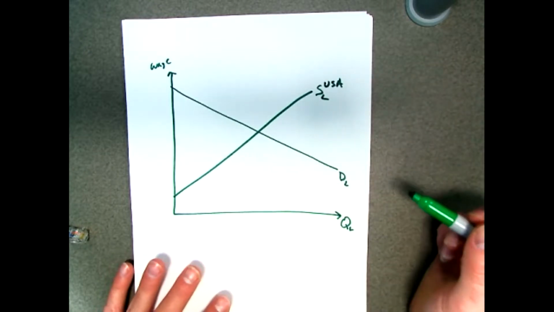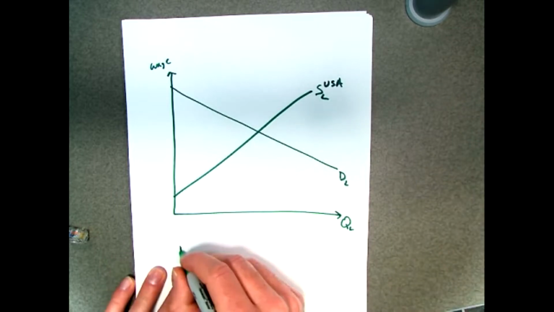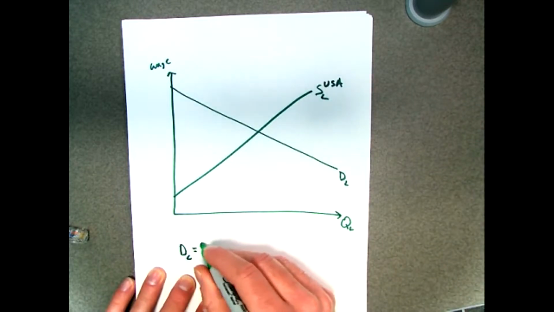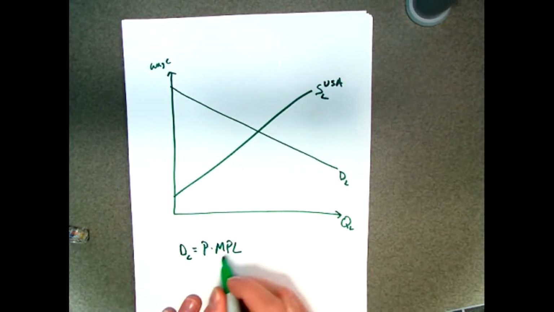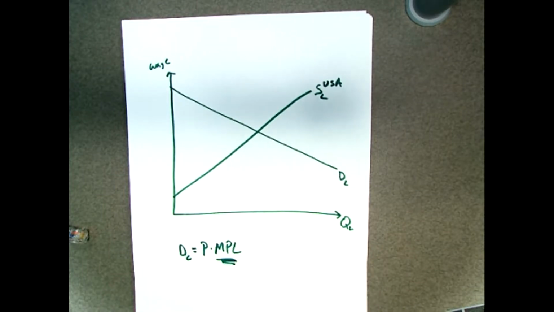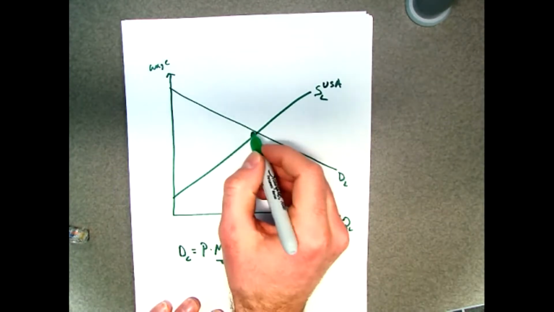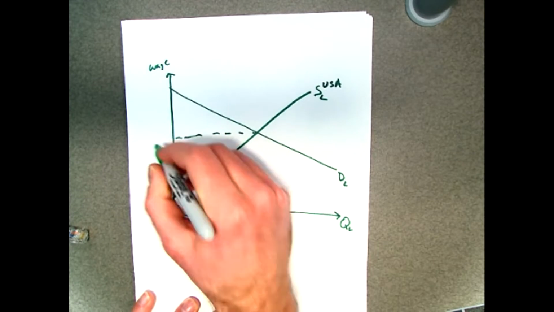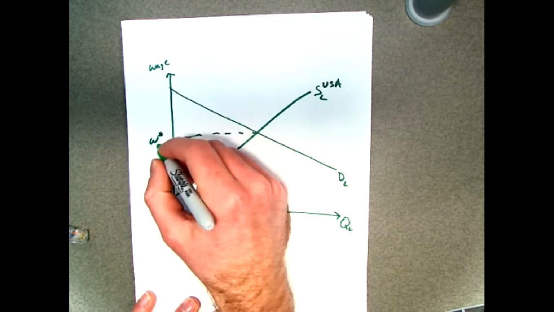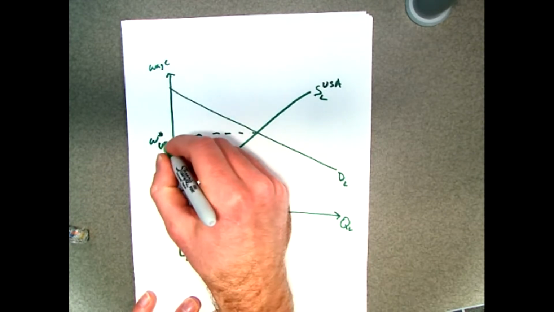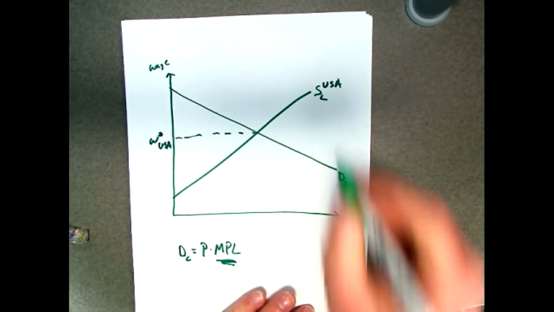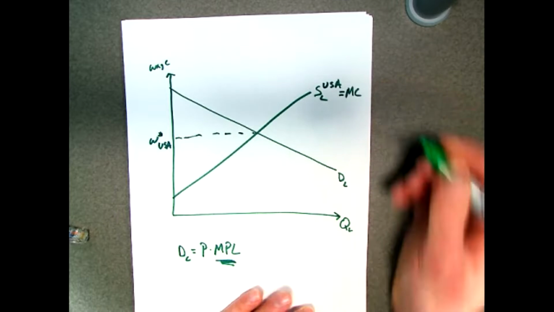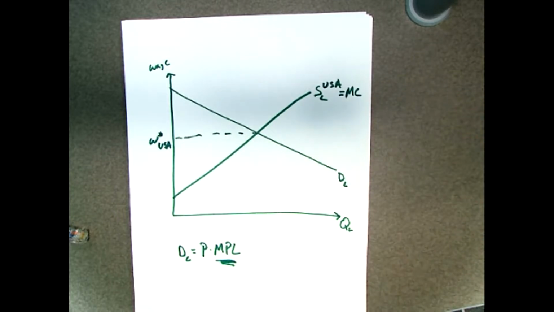citizens of the United States. So if companies don't care where their workers are from, all they care about is the productivity measure. If I'm looking at this and say, okay, for an American worker, I'm going to have to pay this wage. And remember that our supply curve represents marginal costs.